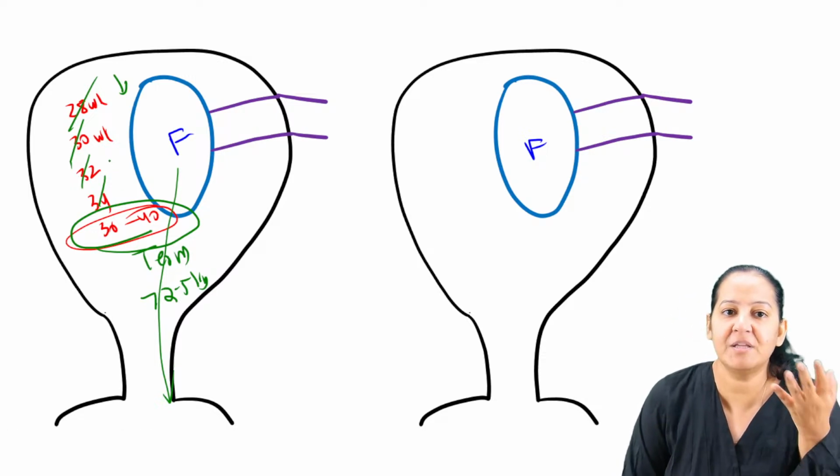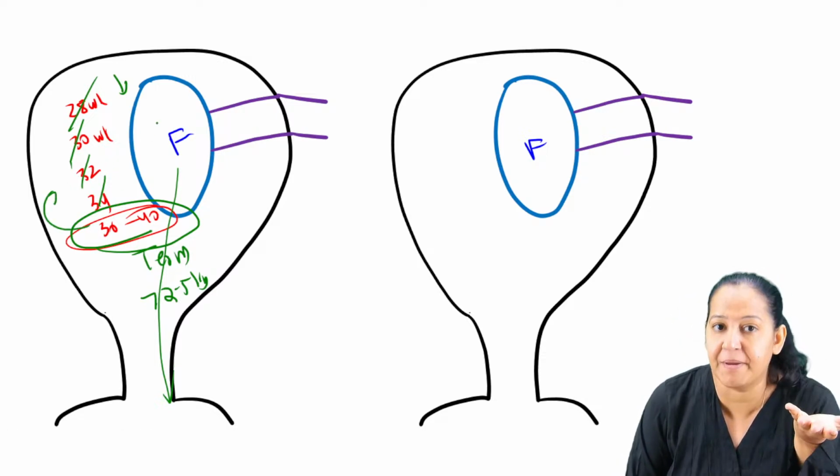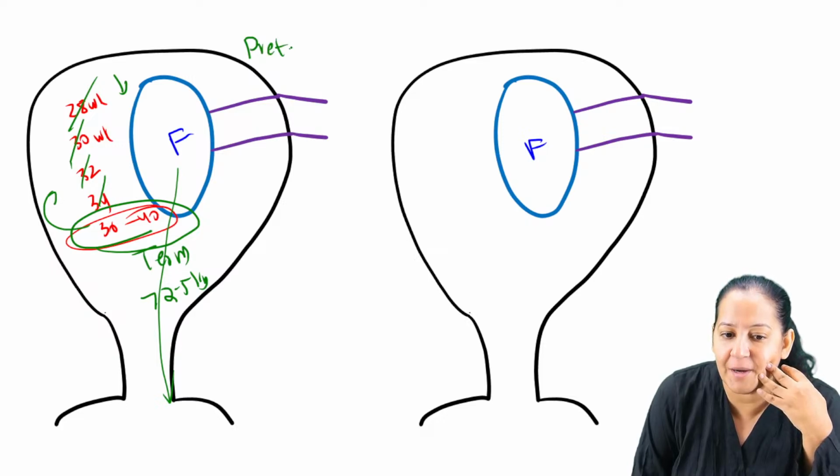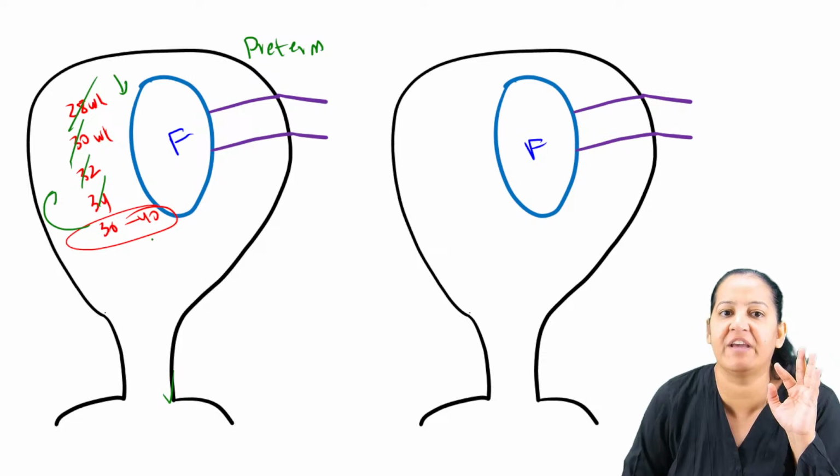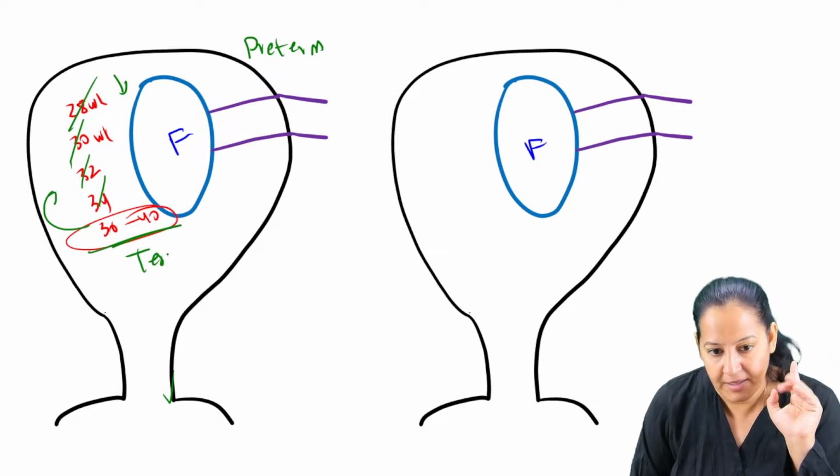This is term. Imagine the baby is born before term, a preterm baby. I'm explaining preterm to you. The baby is born before time. Ideally, the baby should come out at 36 to 40 weeks of gestation. This is known as term.